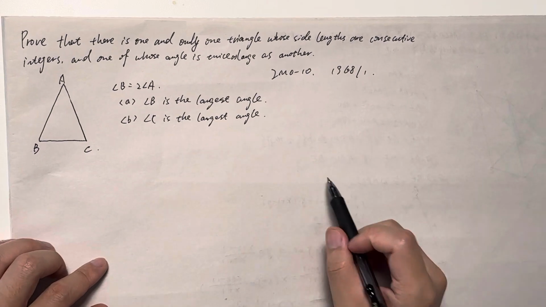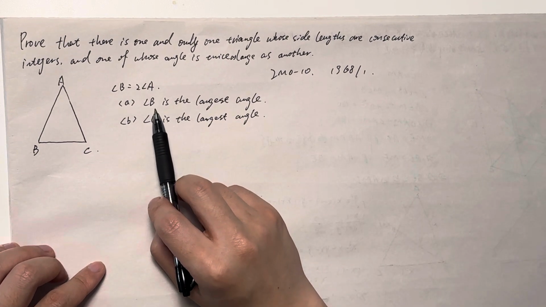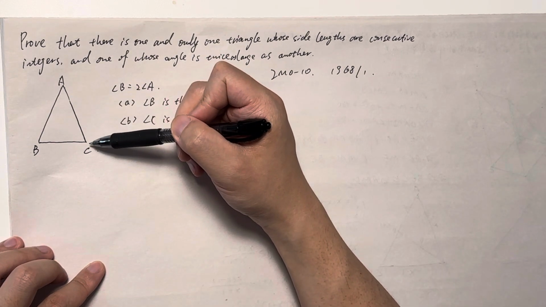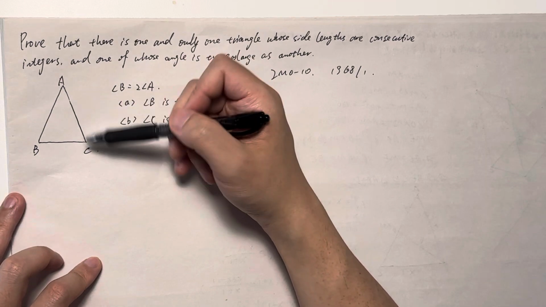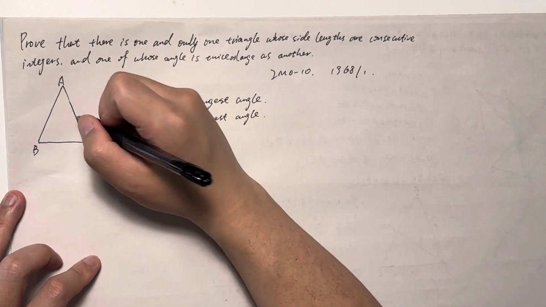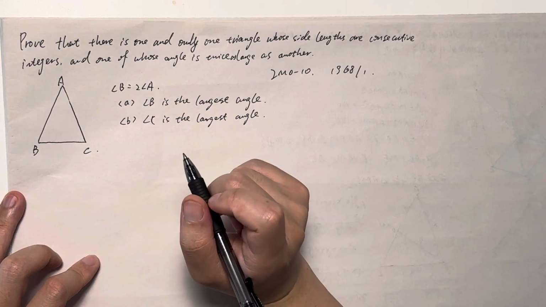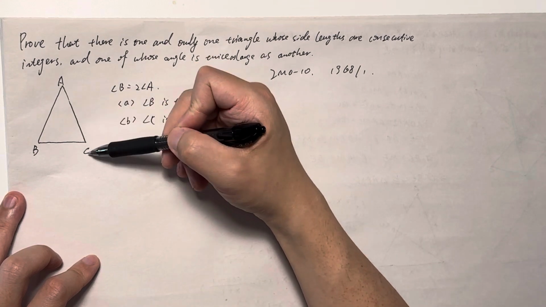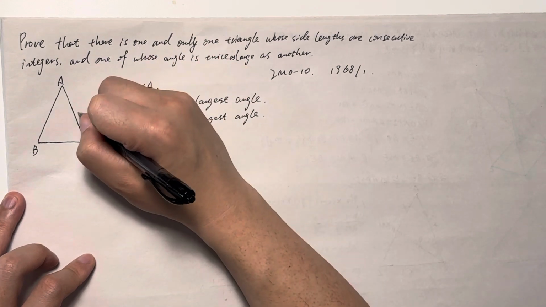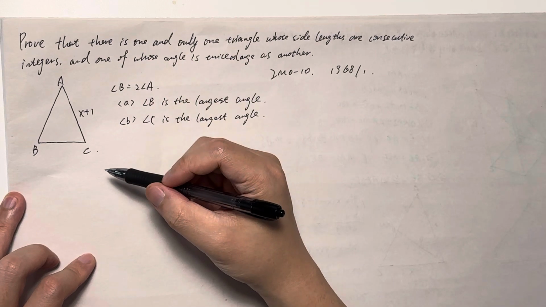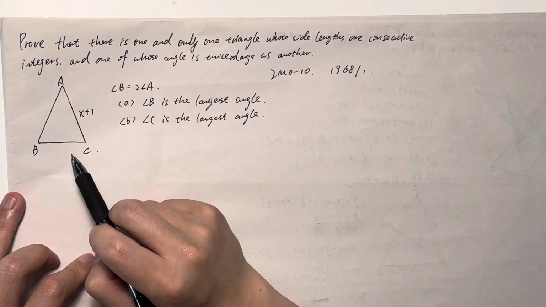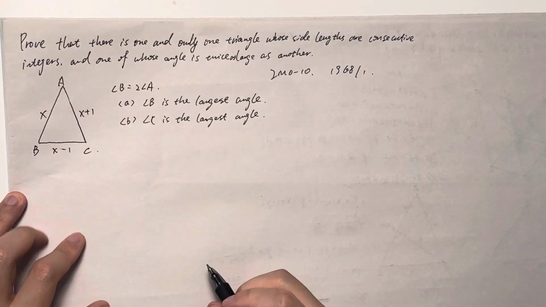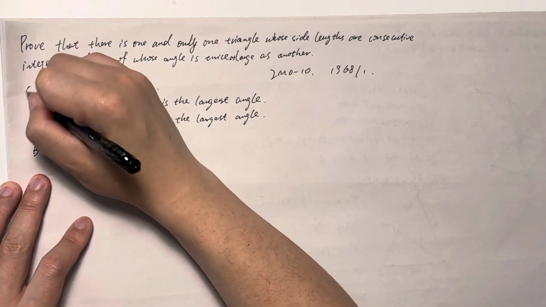Let's check the first one. If angle B is the largest angle, that means AC has the longest length. So if we set the middle length of the three sides to be x, AC is the largest one, so AC equals x plus 1. And BC is the shortest one, so BC equals x minus 1. And AB equals x. That's for the first case, case A.